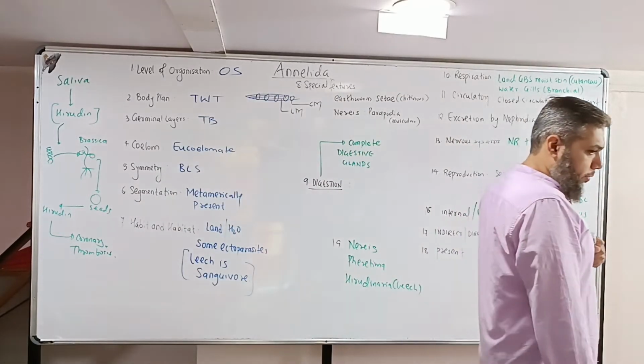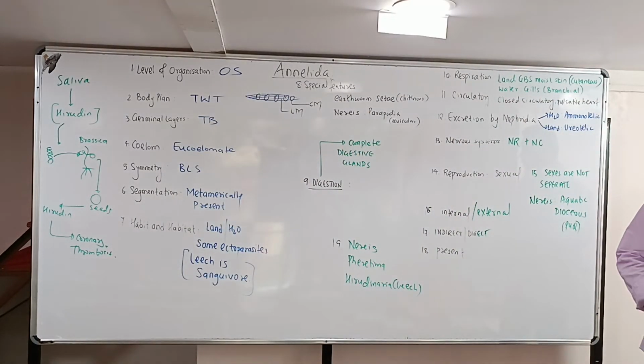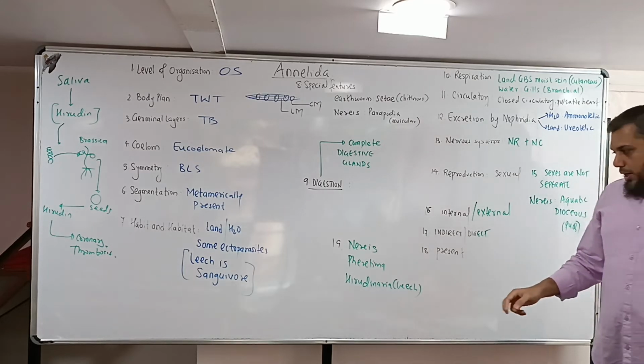So remember the examples. What are they? Nereis, Pheretima, and Hirudinaria.